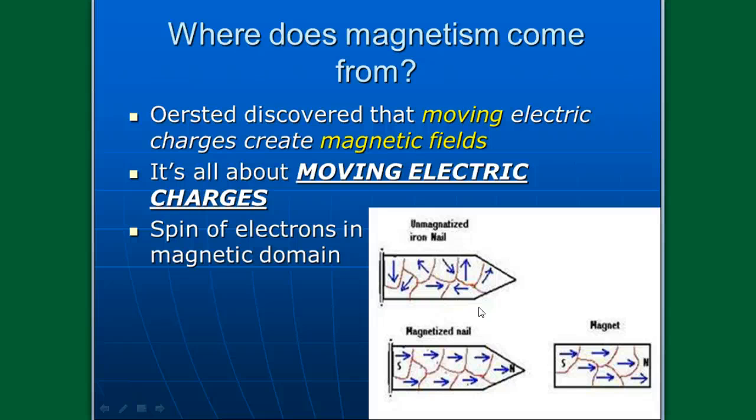Therefore, their magnetic fields sort of fight each other. You might picture it that way. And so there's not one overall magnetic field that we can get off of this nail. It's not said to be a magnet as we know magnets.